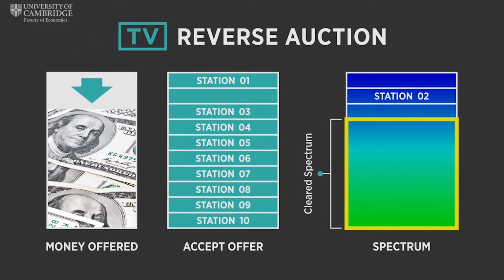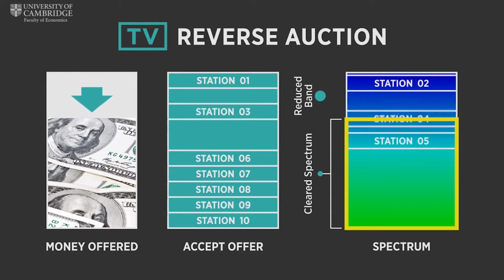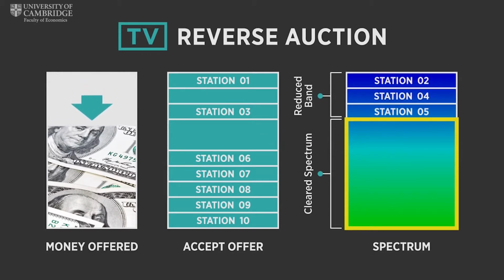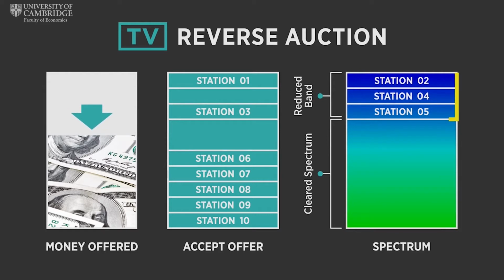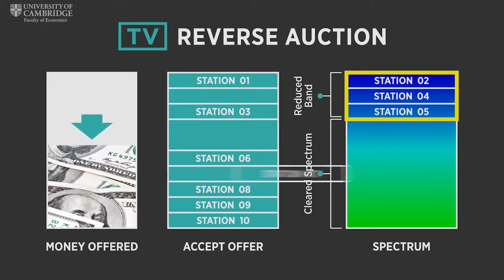As prices drop, some stations will reject the prices offered and join the set of stations that will remain on the air. If no spectrum is available for a station, the price offered to the station stops decreasing. The auction continues until there is no spectrum left for any of the stations accepting the prices. This establishes the amount of money needed to clear the spectrum.